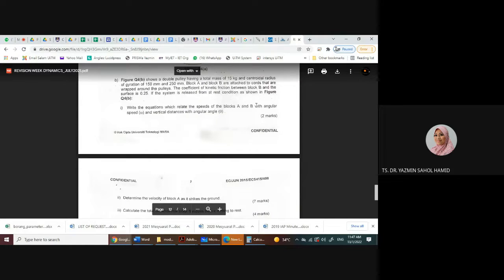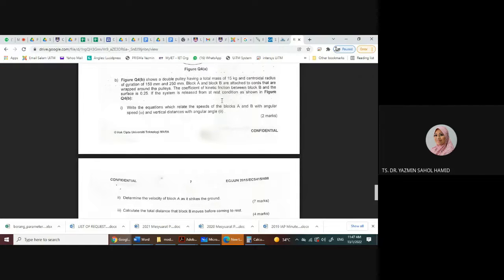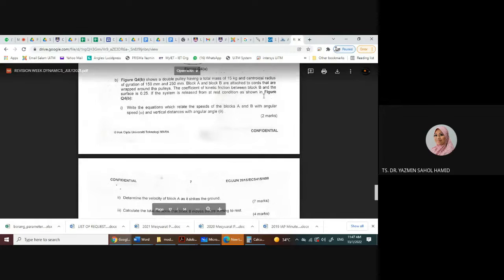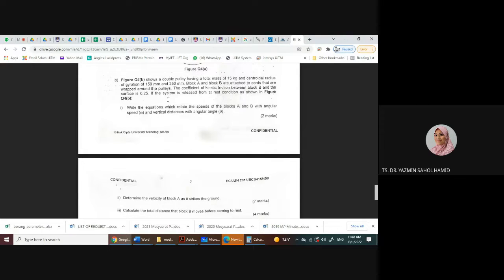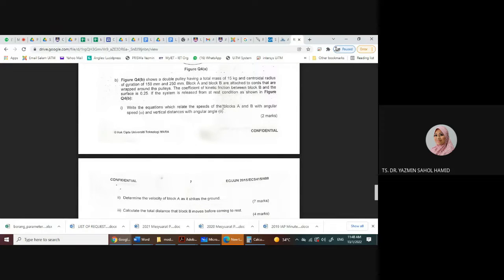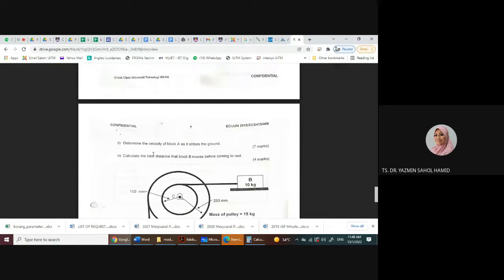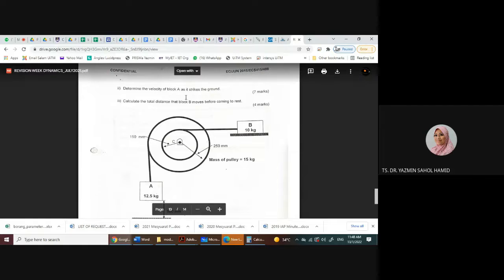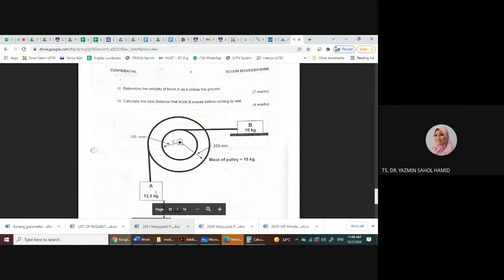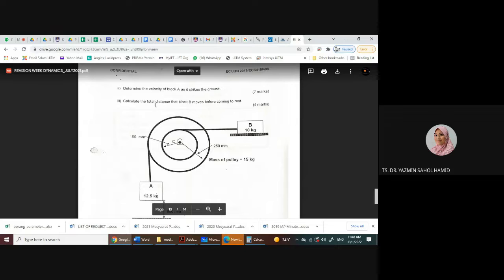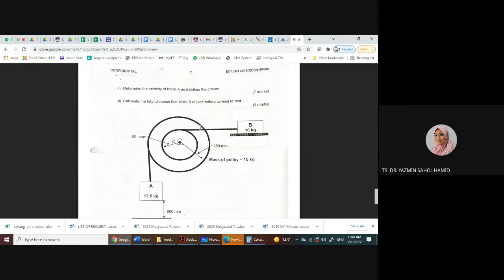If the system is released from rest, as shown in figure question 4B, write the equation which relates the speed of the blocks A and B with the angular speed, and the vertical distance with the angular angle. Only two marks. How do you want to relate that? Then question 2, determine the velocity of block A when it strikes the ground, 7 marks. And then calculate the distance that block B moves before coming to rest.